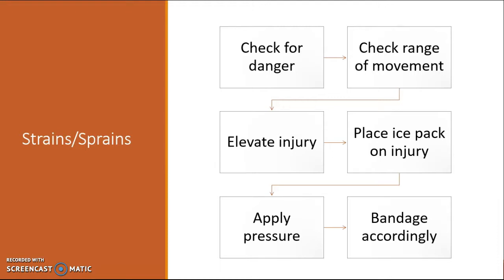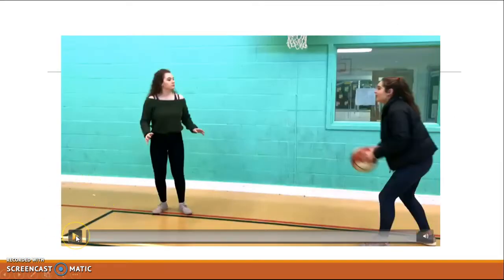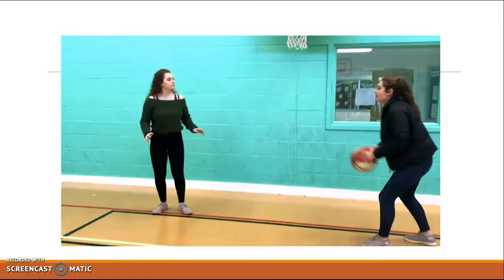And then you're going to elevate it. So, if they've got a sprained ankle, you're going to want to lift it up and put it either on top of your knee, on top of a ball or a bench or a chair or anything that's near, just to keep it up. And then, to help again with swelling, you're going to place the ice pack on the injury and apply pressure with that, and then put the bandage on. That's just another little example here of the protocols that you have to follow when someone has sustained a sprain or a strain.